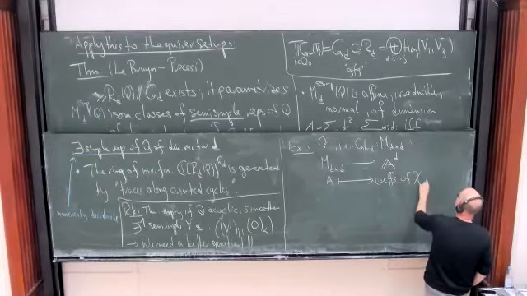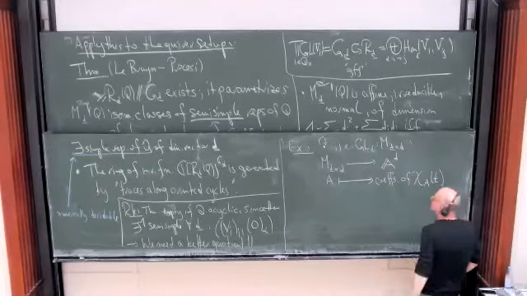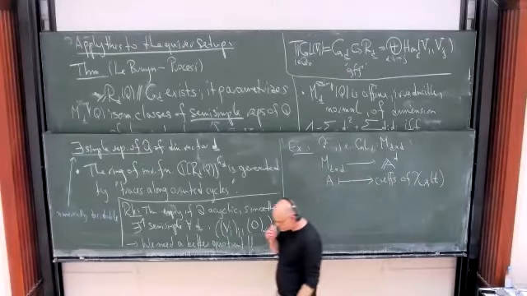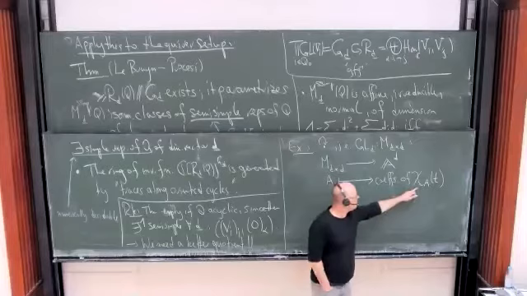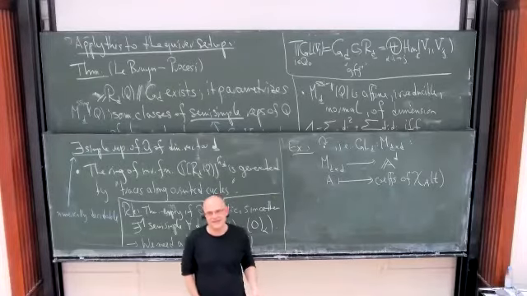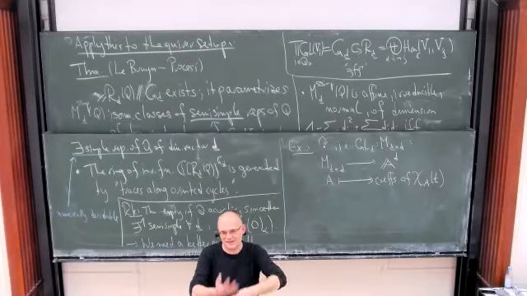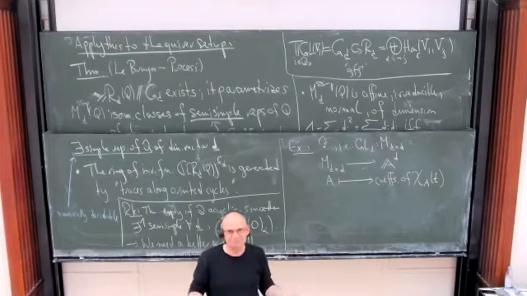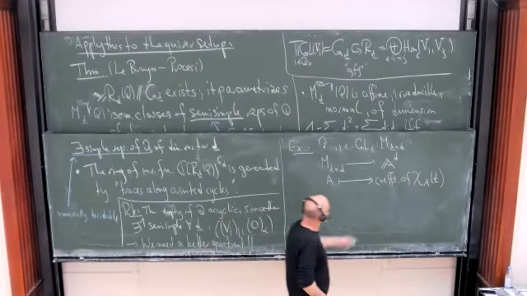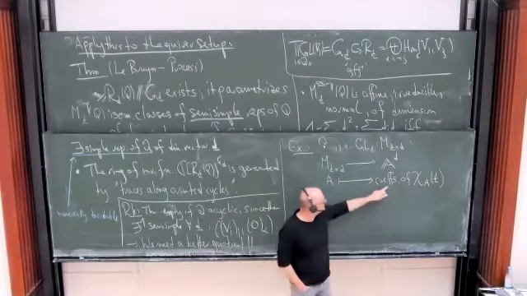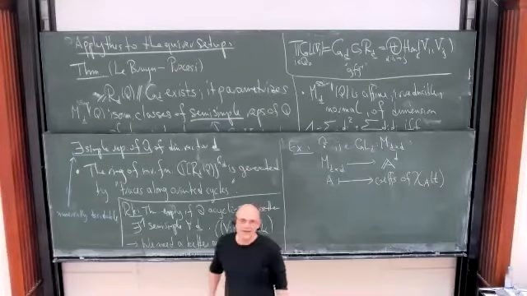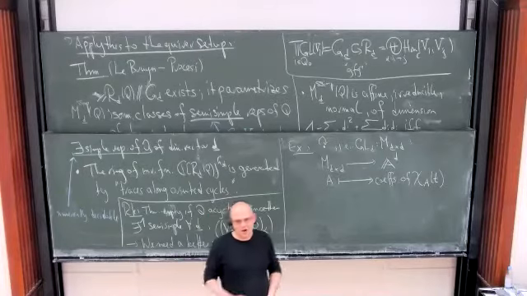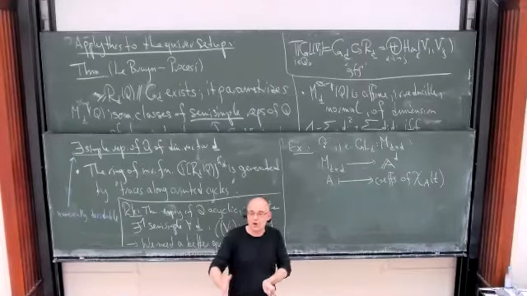The coefficients of the characteristic polynomial. Well, the characteristic polynomial of a matrix is invariant under conjugation. And so the whole polynomial is invariant. In particular, the coefficients are invariant. And now these invariants already separate all the closed orbits.